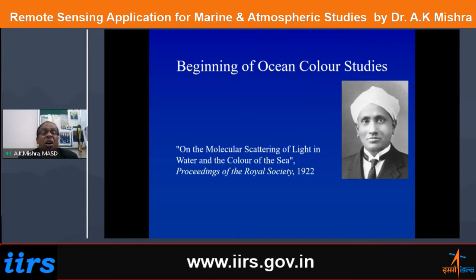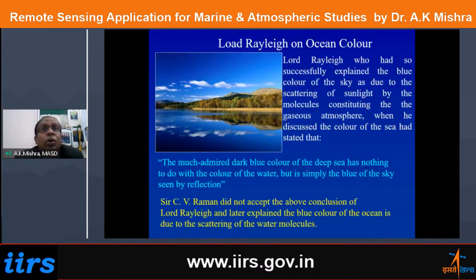So this is the first paper published in 1922 by Sir C.V. Raman on the molecular scattering of light in water and color of the sea. So this was the beginning of ocean color study when the satellite remote sensing was not there. Nobody thought of utility of these investigations for monitoring the ocean environment.